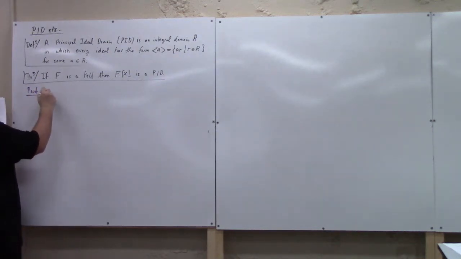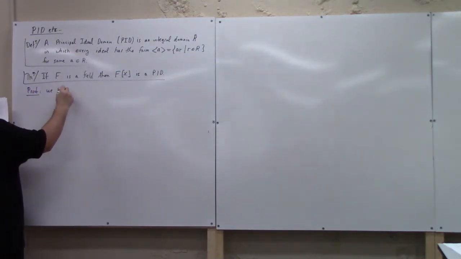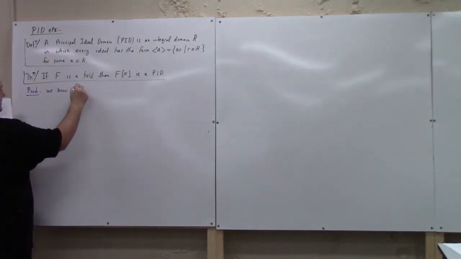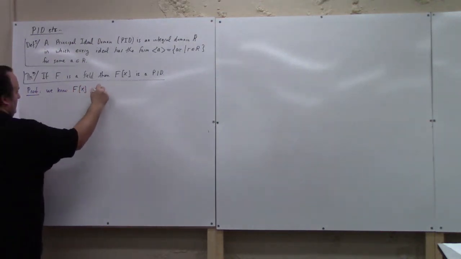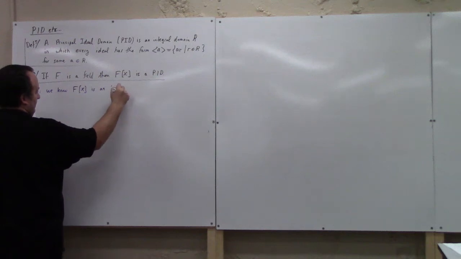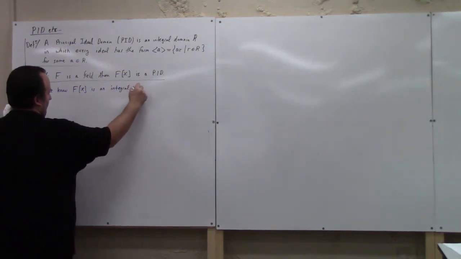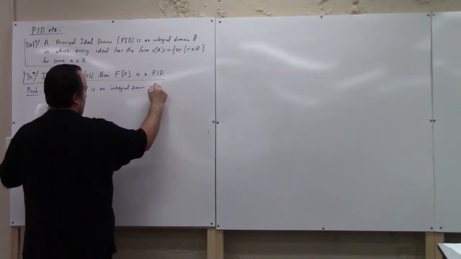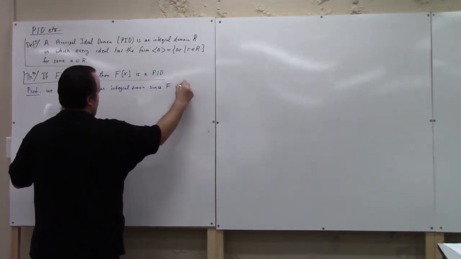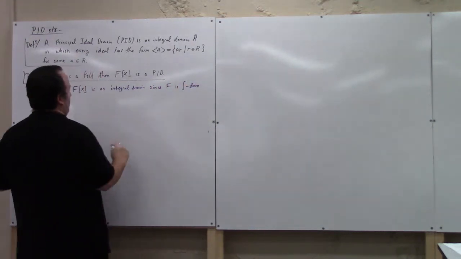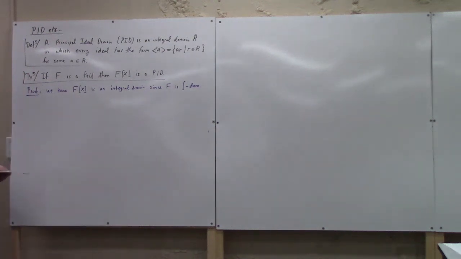All right, so we know F[x] is an integral domain since F is an integral domain. We proved last time that polynomials with coefficients from an integral domain themselves form an integral domain, because the product of two, the leading coefficient being non-zero, basically forces this upon us.